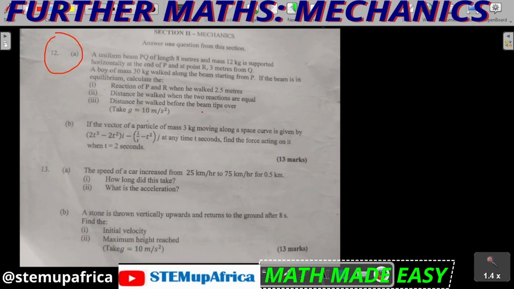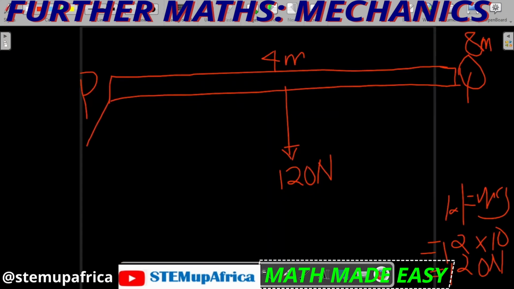Then we are also told that the beam is supported horizontally at the end P and at a point R, 3 meters from Q. So we have a support at P and we have a support at R, but R is 3 meters from Q. So let's fix that. Then we have a support here at P and we have a support at R. And that R is 3 meters from Q. The distance between R and Q is now 3 meters.